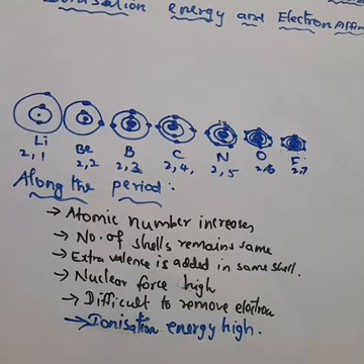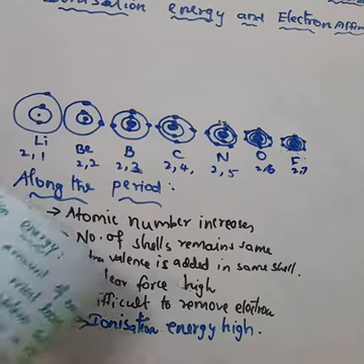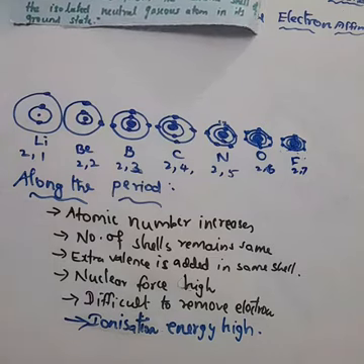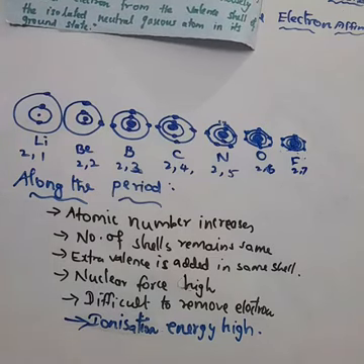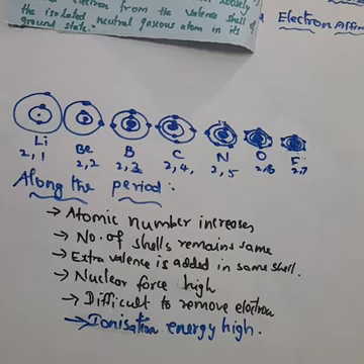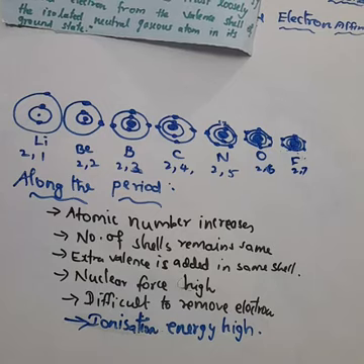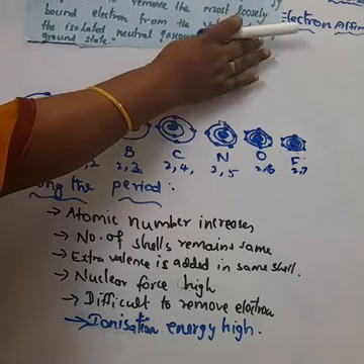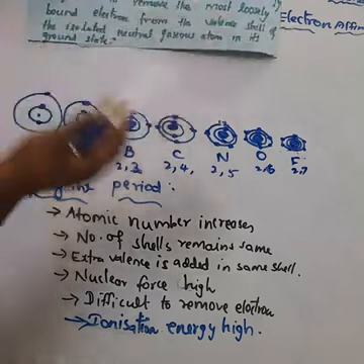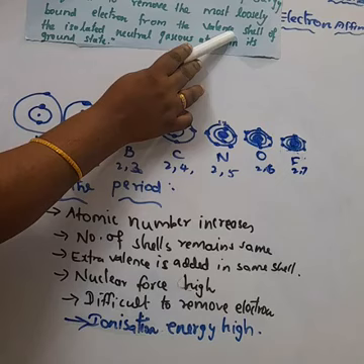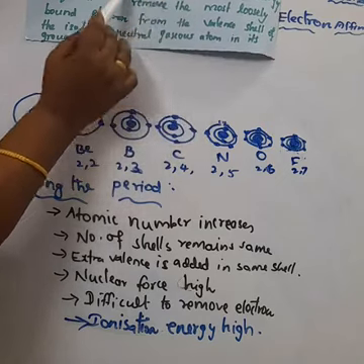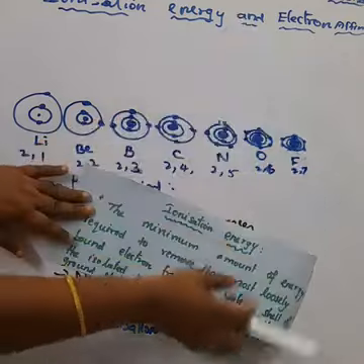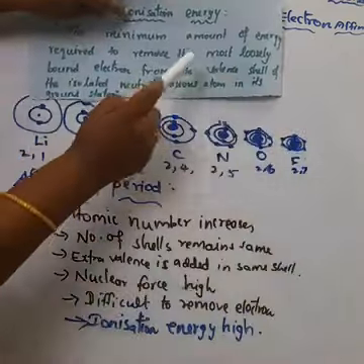What do you mean by ionization energy? First, you know the electrons continuously revolve around the nucleus of an atom. So to remove the electrons from an atom, it requires some energy. That energy we call the ionization energy. The minimum amount of energy required to remove the most loosely bound electron.